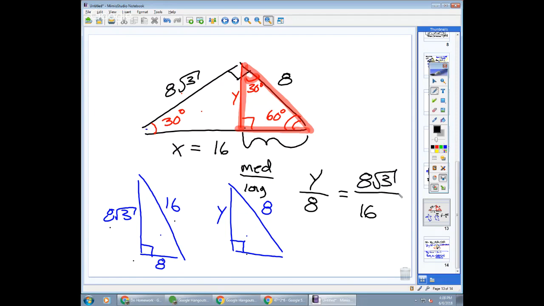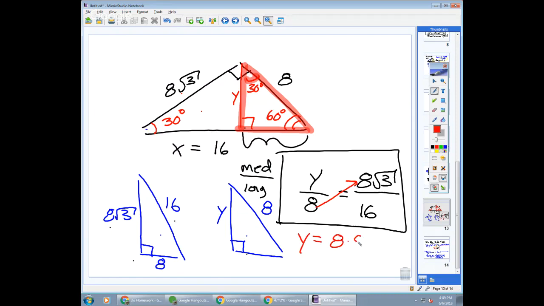Yeah, so I can solve this by proportion. So what do I do to get y alone here? Yeah, I can just multiply by 8. You can cross multiply and divide, but I could simply multiply the 8 up to the other side. So then I just have to think about, okay, how do I clean up 8 times 8 square root of 3 over 16? So 8 goes into 16 twice, and then this 2 goes into 8 4 times. So the final answer would be 4 times the square root of 3 once I clean it up.